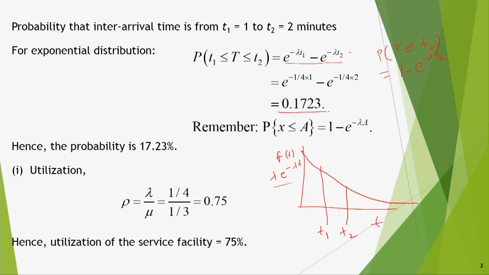So this thing comes out to be 0.1723. Now remember, I have written again that P(x) is smaller than A. That one was 1 minus e to the power minus lambda A, that type of thing.